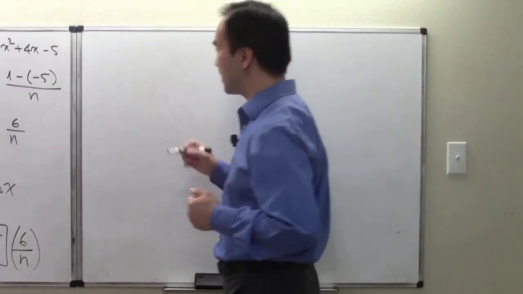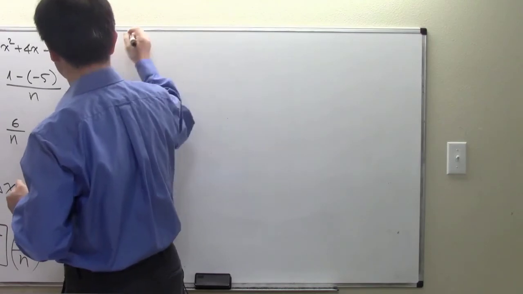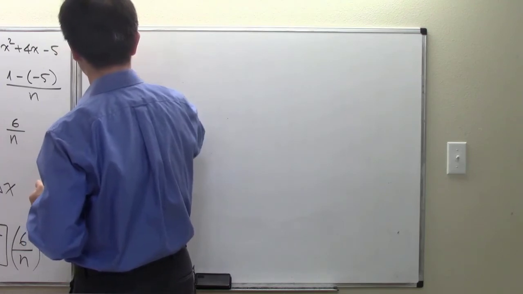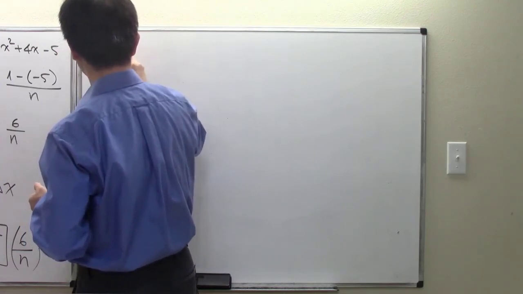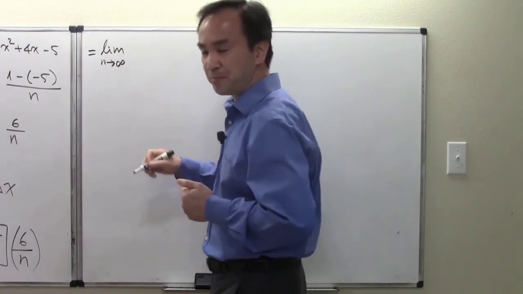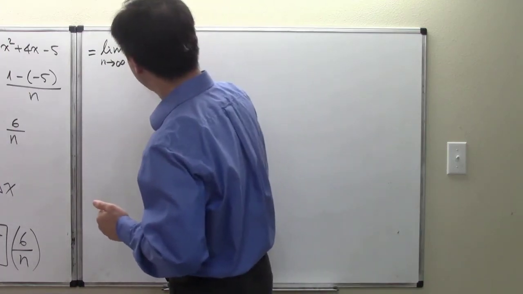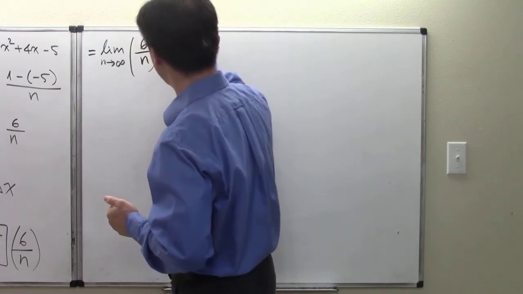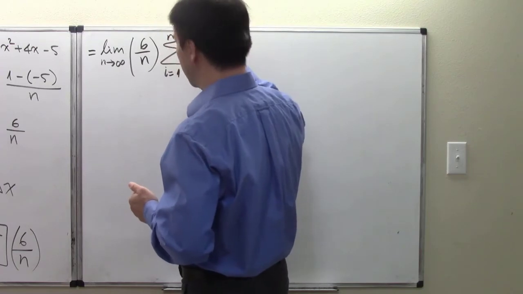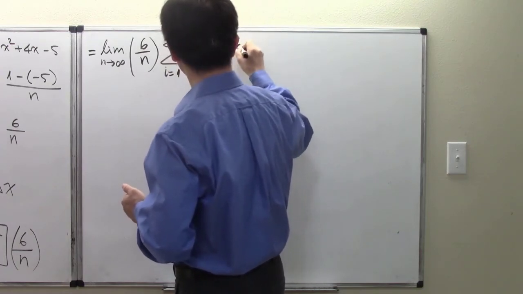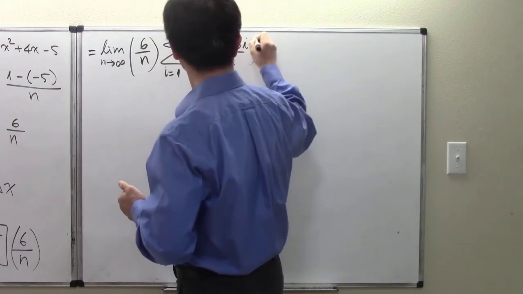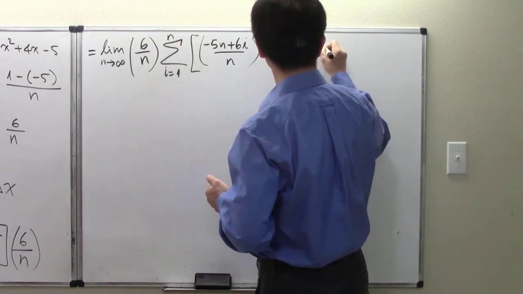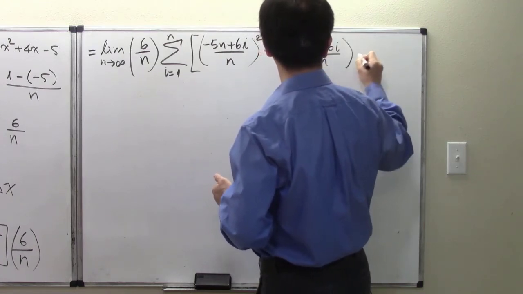All right, and so in my next step, I am going to factor out the expression 6 over n to be the common factor of my sum. And so it's still a limit problem, letting n increase to infinity. But we're looking at 6 over n times the summation from i equals 1 to n of all of those: (minus 5n plus 6i over n) all squared, plus 4 times (minus 5n plus 6i over n), minus 5.